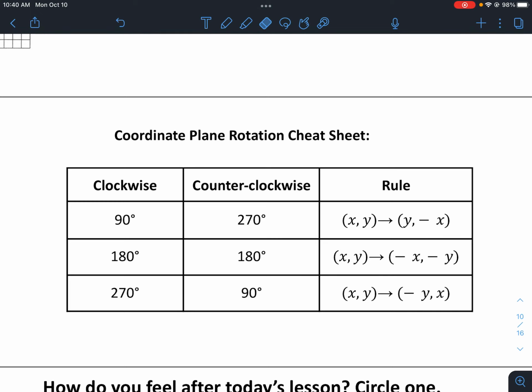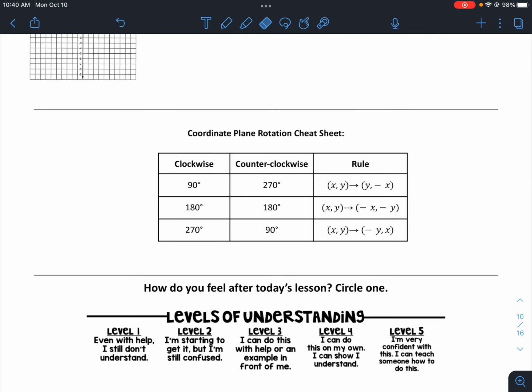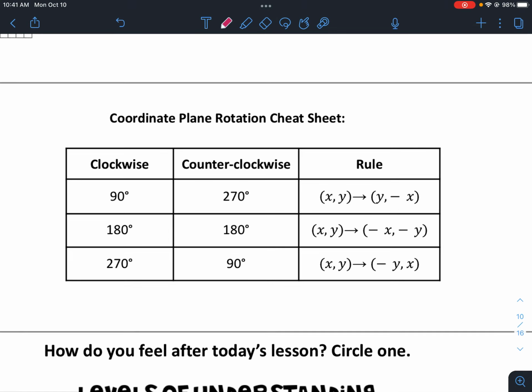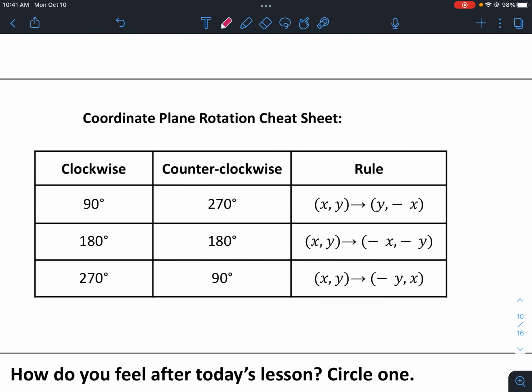All right, so use this cheat sheet for your homework tonight, and then circle your level of understanding. Okay, so how do you feel? 1, 2, 3, 4, 5. Remember, at any point, if I went too quickly during the lesson, feel free to pause and rewatch, and I really want you to understand all of these rules along with the examples that went on with it.